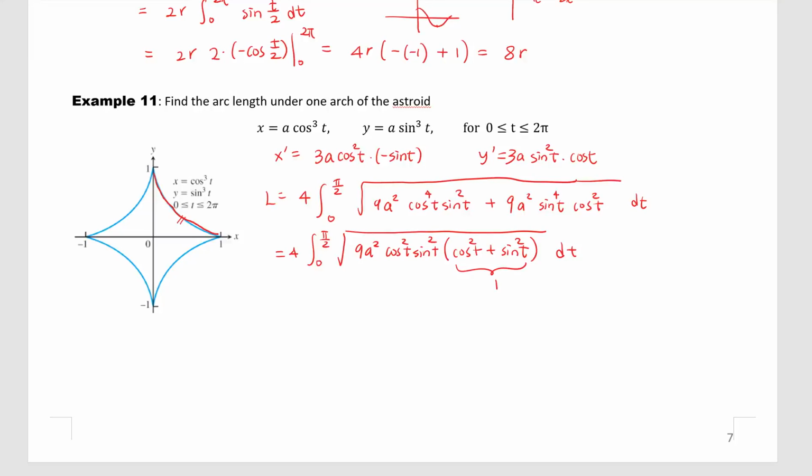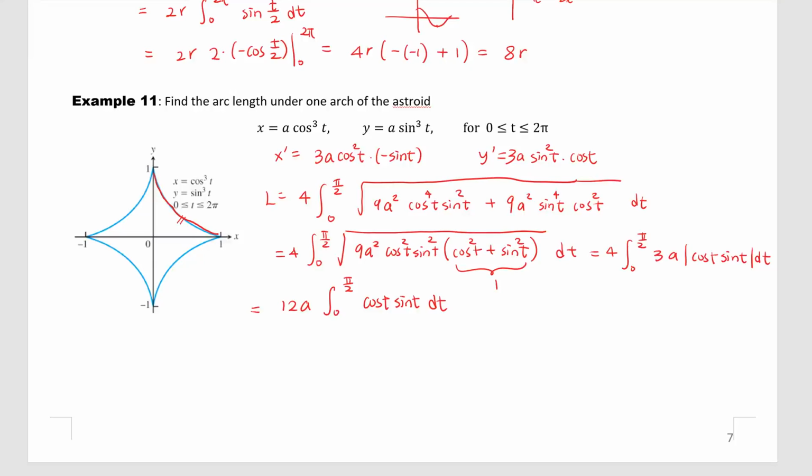Oh, so we have the square root of 9, which is 3, the square root of a squared, because a is positive, that's a, and then you have the absolute value of cosine and sine. And because we restrict our angle to 0 through pi over 2, sine and cosine are all positive over those angles. So we move the 3a outside, we get 12a, and then we have the integral from 0 to pi over 2 of cosine t sine t. We can just get rid of the absolute value because sine and cosine are both positive over here.